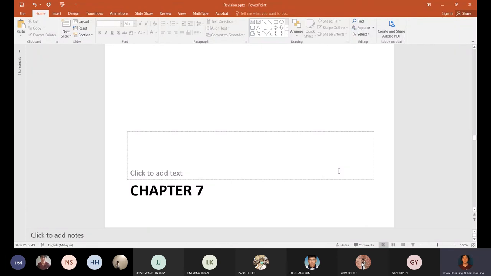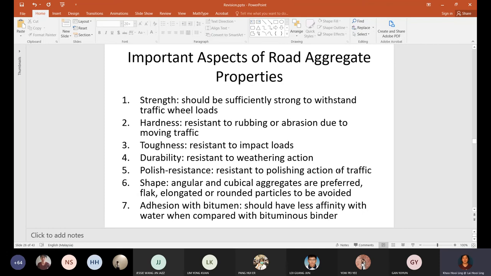Chapter 7 is about the soils and the aggregates. Inside there we can see the important aspects of road aggregate properties. The aggregate that we choose to construct our road and the aggregate that we choose to construct our building are different, certainly. So these are the aspects or properties that we want for our aggregate.